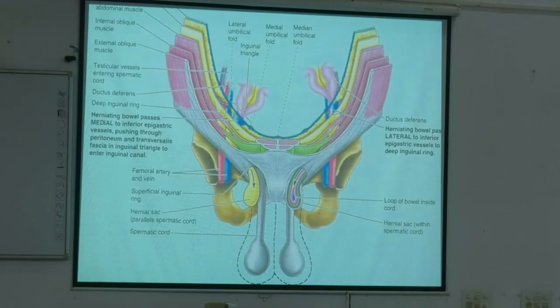Here it has been cut open to show the content. See the intestine, the pink one, and these are the coverings. Coverings of the hernial sac will be extensions of all these muscles. Next.